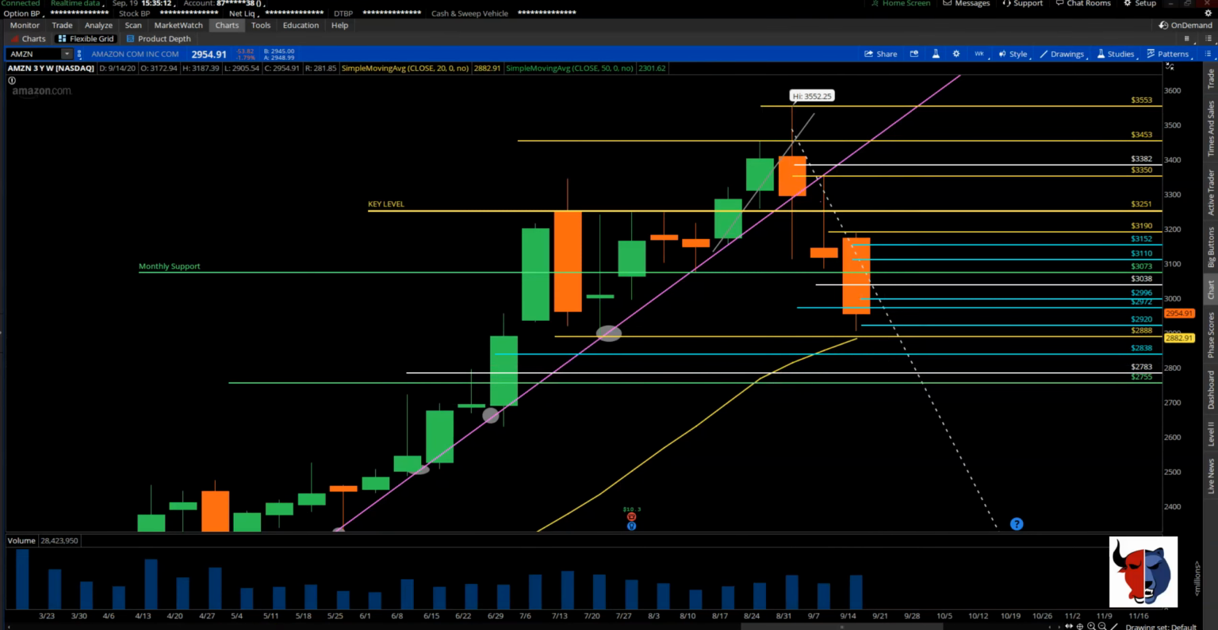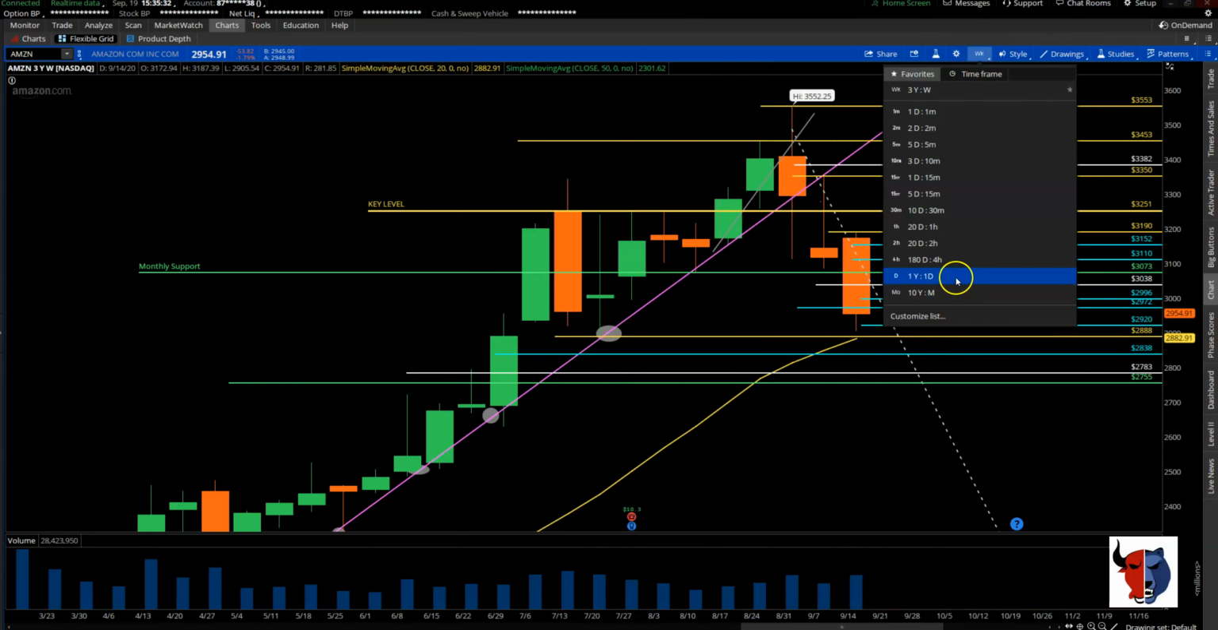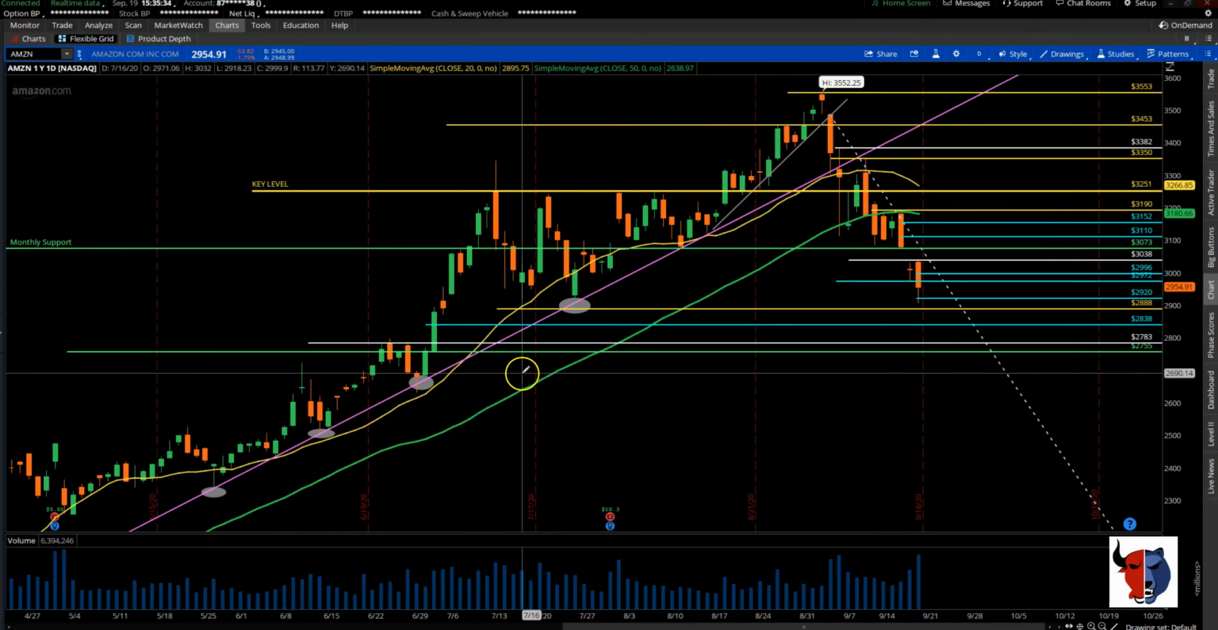But the interesting point is that we are on this 2888, or 2880 if you want to just round it off, which is also a 20 period weekly moving average, right? So that kind of provides some support, and we have some touch points here. So let's see what goes on. But the real picture clears up in the daily time frame.